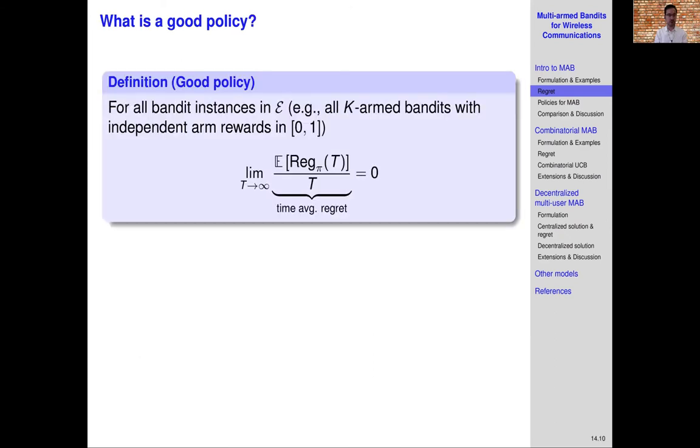So what is a good policy? A good policy achieves a time average regret that goes to 0 in the limit for all possible bandit instances in the bandit class we have. For instance, a good policy can incur regret that grows with square root of T, or regret that grows logarithmically over T. In this case, in the limit, time average regret will approach 0.